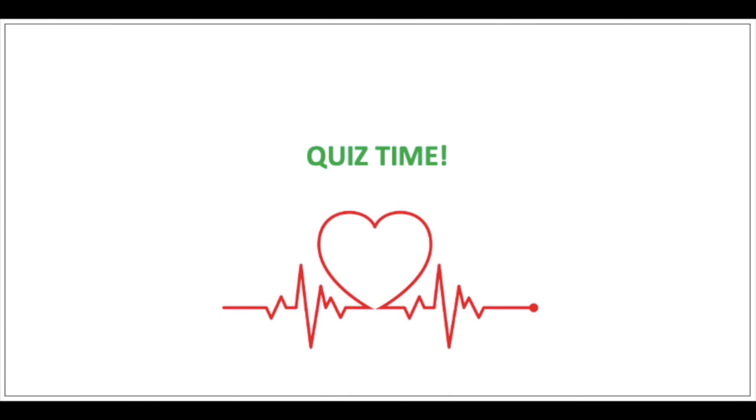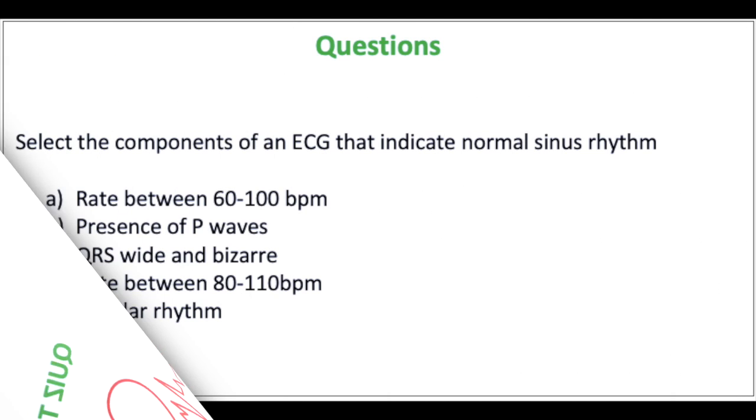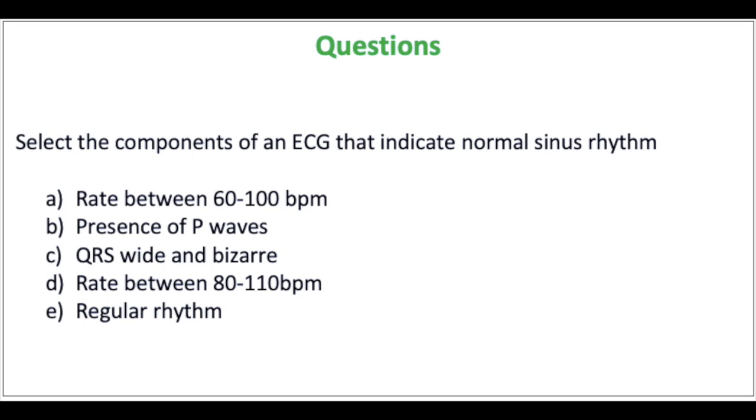Now we're going to apply the theory we've learned and practice some questions. Select the components of an ECG that indicate normal sinus rhythm. A. Rate between 60 to 100 beats per minute. B. Presence of P waves. C. QRS wide and bizarre. D. Rate between 80 to 110 beats per minute. And E. Regular rhythm. Pause the video now and have a go at this question.